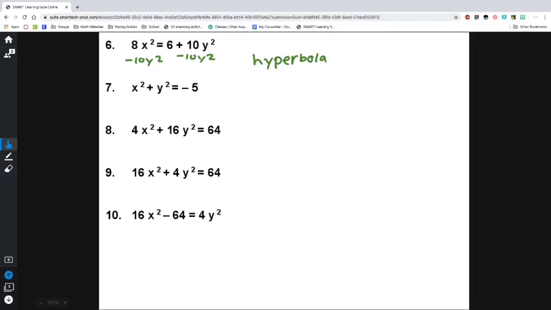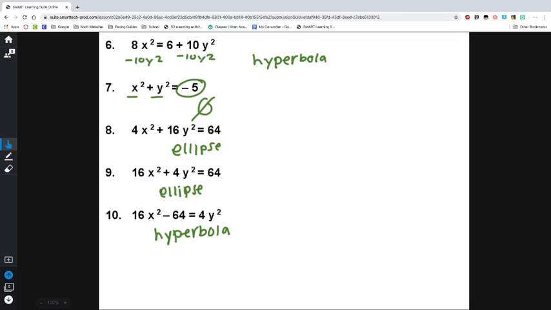Number 7 is a little weird. This is another trick question. So x squared plus y squared, that's a circle. The coefficients are the same in front of x and y, and they're both positive, but we can never have a circle that has a negative radius. I would say we've got a radius of -5, and that can't be true. So that's nothing. That's undefined. Number 8, if I go through these a little bit quicker, this is an ellipse. Number 9 is also an ellipse. Number 10 is a hyperbola.